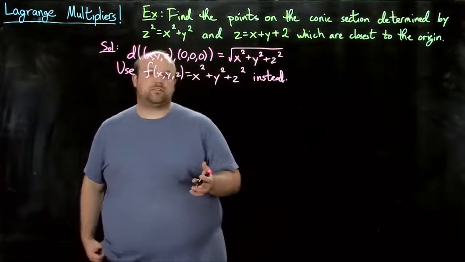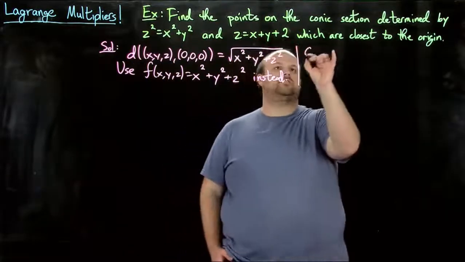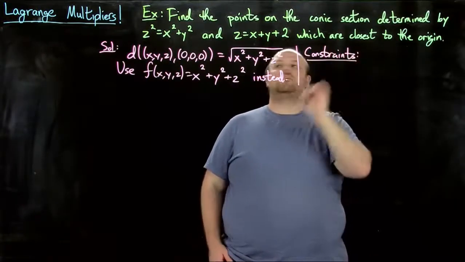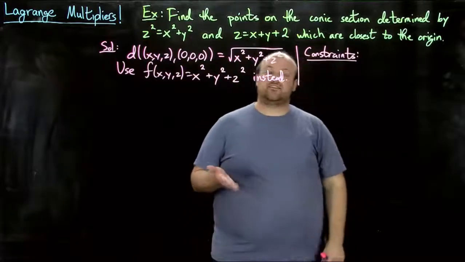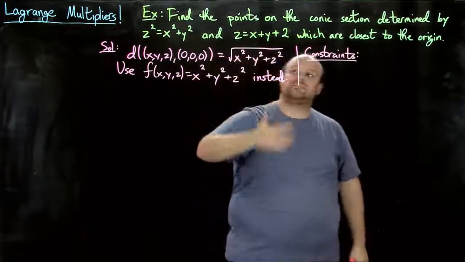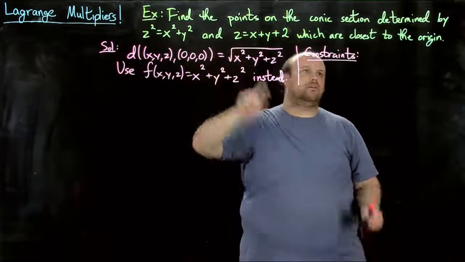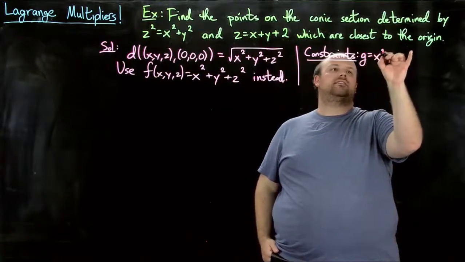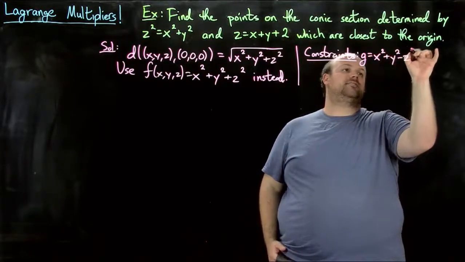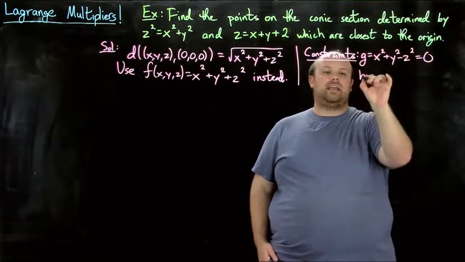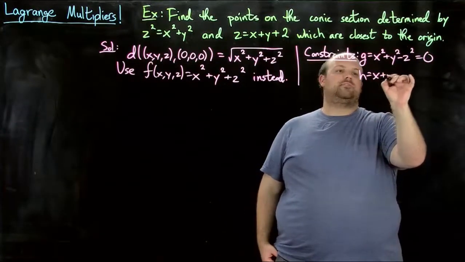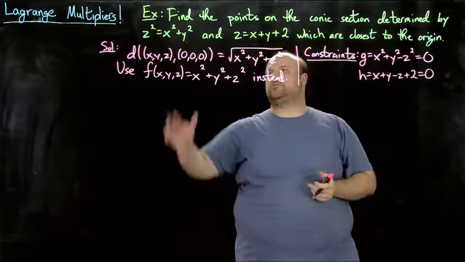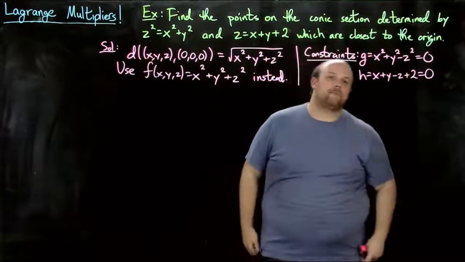So how do we do this now? What are our two constraints? Well, the conic section is the curve of intersection of the cone and the plane. So the constraints, of course, are these two. We can take our constraints to be g equals x squared plus y squared minus z squared equals 0, and h equals x plus y minus z plus 2 equals 0. Right? And this is just that trick of taking everything to one side.